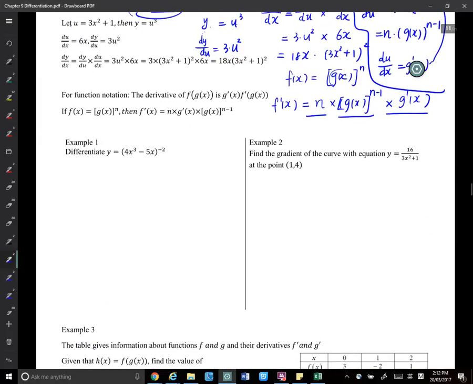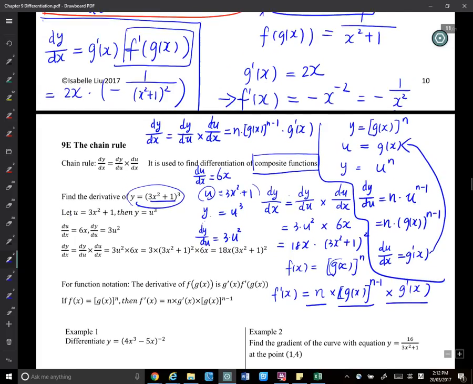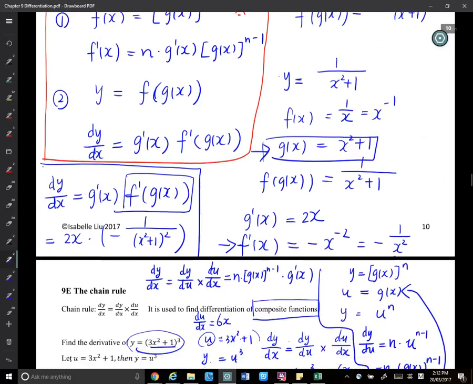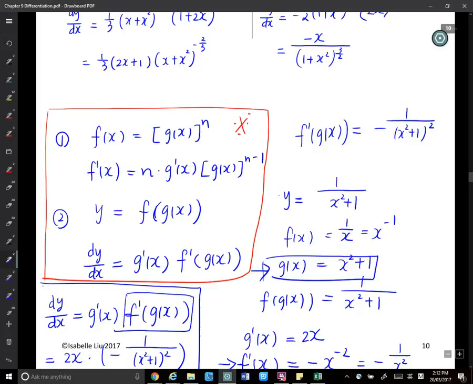Okay, so what we have learned last week is the chain rule. There are two forms of the chain rule. They're actually all talking about the same thing, but there are two formats. The first one is you have a function to the power of n. The derivative will be: drag the n down, derive the thing in the bracket, and reduce the power by 1.